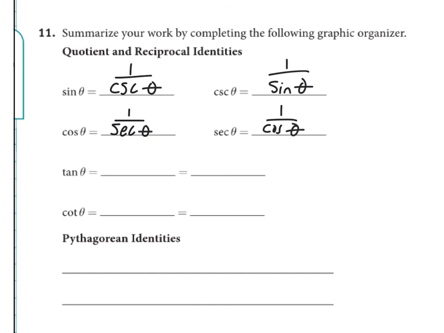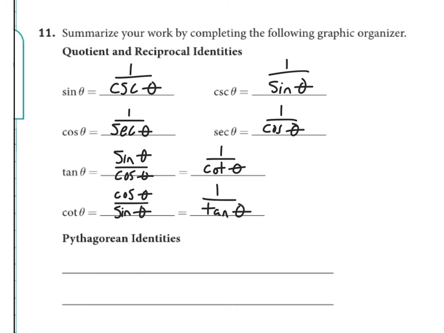Now tangent can be written two ways. The more common way that we've seen is sine over cosine, but it's also a reciprocal of cotangent. So tangent is also 1 over cotangent. And just to finish it off, cotangent is the reciprocal of tangent, so it's cosine over sine, or 1 over tangent. So there's a little list. There's a few things we're going to be using.